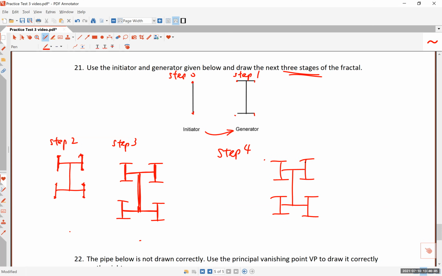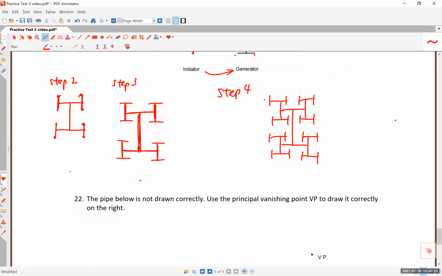So we're going to add 16 new segments. 1, 2, 3, 4. 1, 2, 3, 4. 1, 2, 3, 4. 1, 2, 3, 4. Okay, so that is the end of step number 4 and the end of this problem. That is what we will end up with. You can continue to do this, and eventually you will end up with a fractal image, but that is not what we want to spend time on.